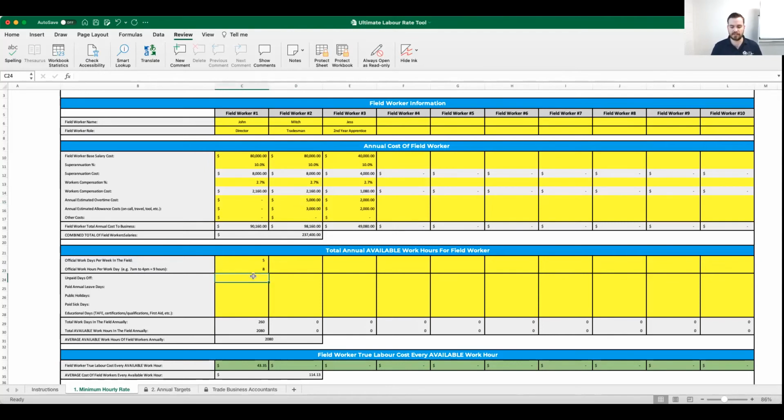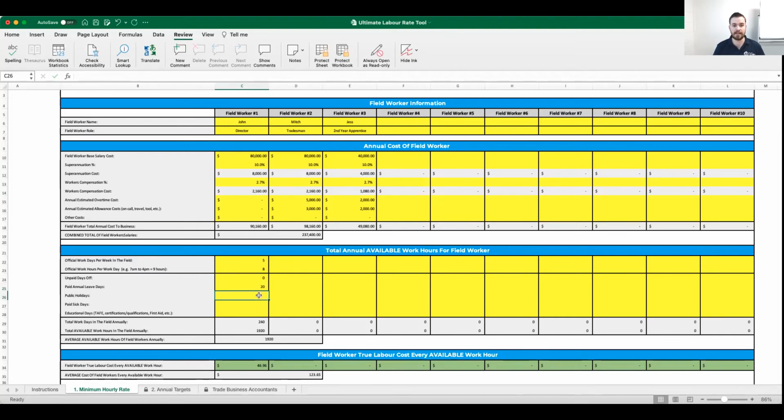Now, unpaid days off, we're going to say 0. Paid annual leave days: there are 2 components here. What this is really assuming is how much does your field worker go on holiday outside of public holidays? For the large majority of you, you might have an Easter break, or 4 weeks at the end of the year. What's that in terms of days off work-wise? So let's assume 4 weeks of annual leave for the director, John. That's going to be 20 days.